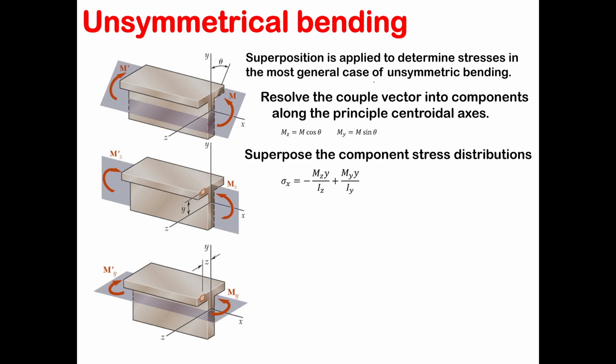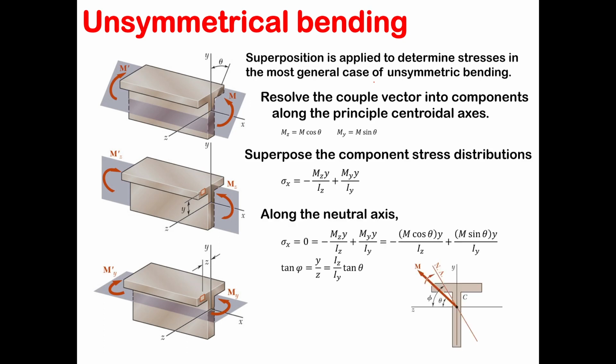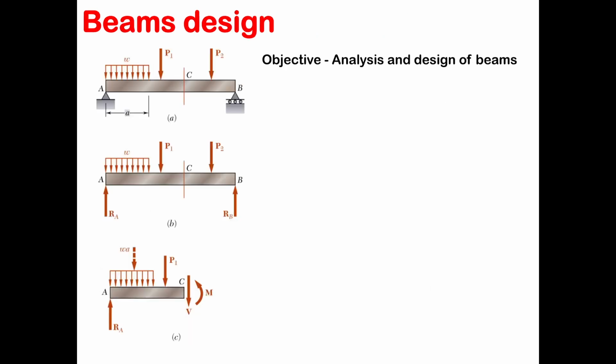We have talked a little bit about classic deformations. We have talked about the superposition, and we also have talked about the unsymmetrical bending. The next part is going to be the discussion. We're going to focus on how to design the bending, a beam, essentially, right? The objective in a beam design is to analyze and design a beam.